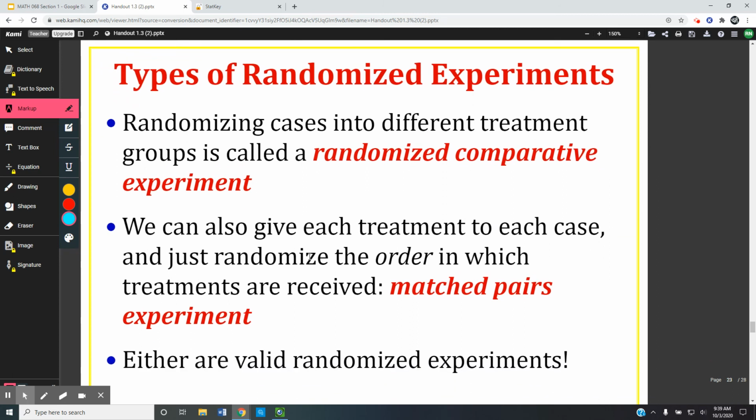Really, what you need to recognize and take away is it's got to be experimental. In that experimental, it has to be random in the assignment of the group, and it has to be random in the treatment.